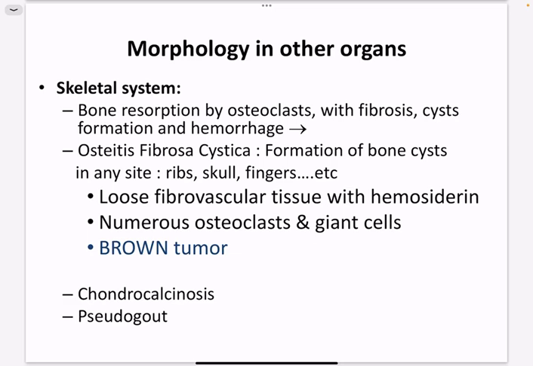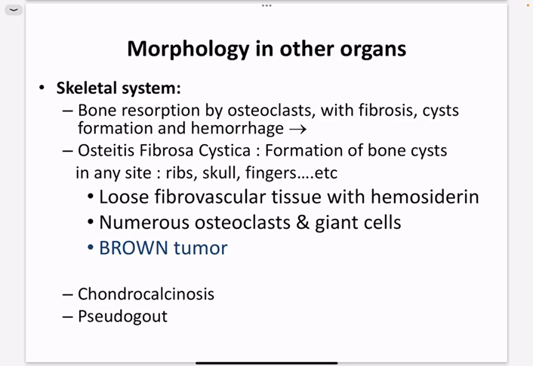Hemosiderin is an indication of what? Iron. Any place that has hemorrhage, and where this hemorrhage becomes organized, gives me hemosiderin pigment, which is iron, as you said. Numerous osteoclasts and giant cells, because osteoclasts are the cells responsible for bone production or bone resorption? Osteoclasts resorb bone. What makes bone? What does deposition? Osteoblasts. Excellent.